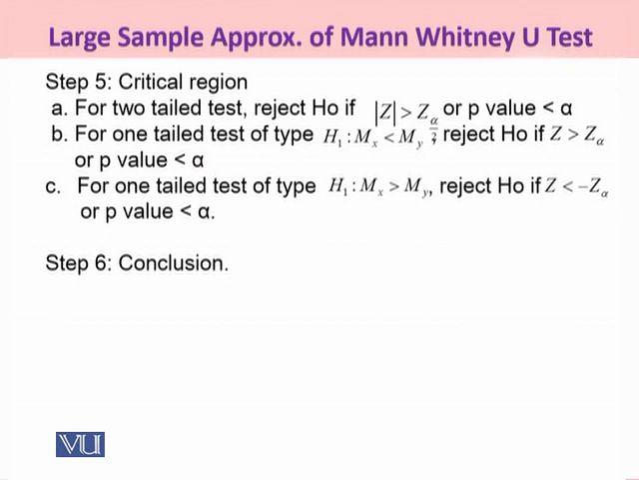As far as the critical region is concerned, again it is based on the alternative hypothesis. For a two-tailed test, you reject H0 if the modulus of Z is greater than Z alpha by 2 or your p-value is less than alpha. For a one-tailed test of the type Mx less than My, you reject H0 if Z is greater than Z alpha. And for a one-tailed test of the greater than type, you reject H0 if Z is less than minus Z alpha. On the basis of steps 4 and 5, finally, you conclude your results, whether to reject or accept your null hypothesis, on the basis of the evidence you have.